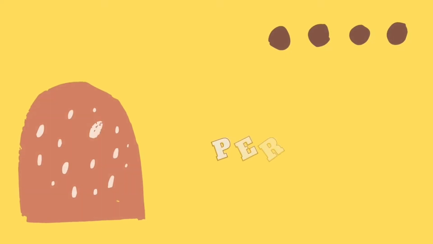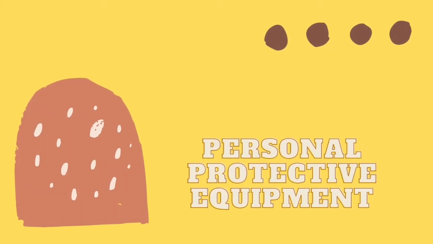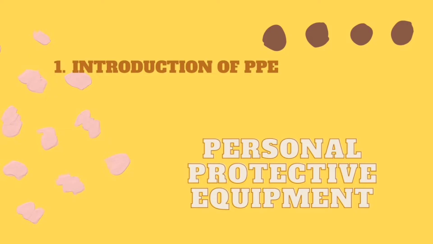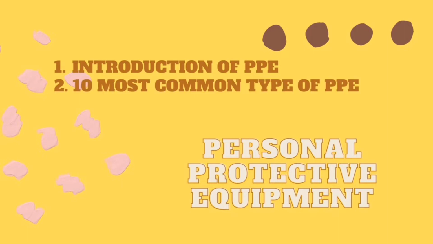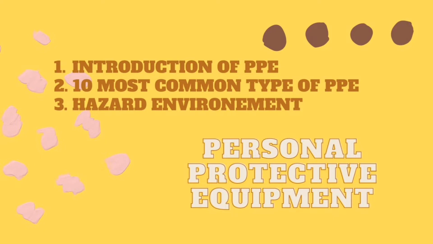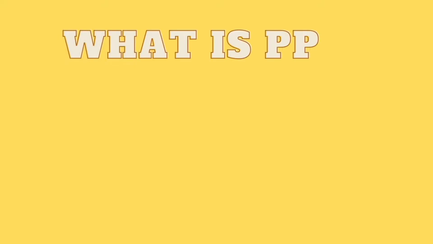Okay, so in this video, I would like to present about personal protective equipment. It includes four things, which are the introduction of PPE, the 10 most common types of PPE, hazard environment, and also conclusion. Firstly, we need to know what is PPE.